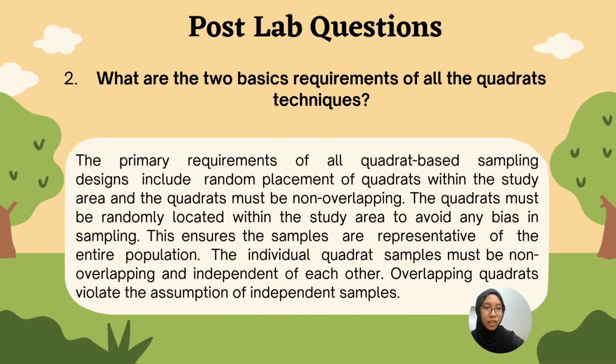Next, we move to question 2, which asks about the two basic requirements for this technique. For our data to be scientifically valid, we must ensure two things. First, random placement. We have to locate quadrats randomly to avoid sampling bias. Second, they must be non-overlapping. This keeps our samples independent and ensures they truly represent the whole population.